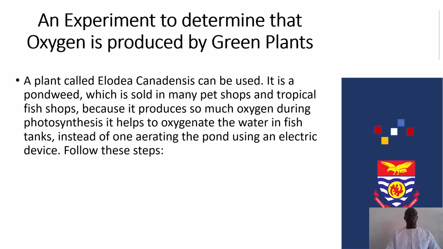An experiment to determine that oxygen is produced by green plants. A plant called Elodea canadensis can be used. It is a pondweed which is sold in many pet shops and tropical fish shops because it produces so much oxygen during photosynthesis. It helps to oxygenate the water in fish tanks instead of aerating the pond using an electric device. You follow these steps.